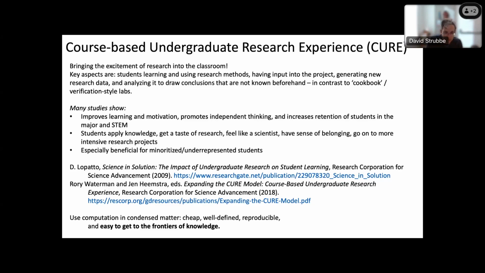In particular, we can use computation, because compared to trying to do a bunch of experiments for the undergraduates, this is cheap, well-defined, reproducible, and with not too much effort we can easily get to the frontiers of knowledge. If you think of any material that people have studied, and you change the structure slightly, put in a different atom, or move the atoms around, you are almost certainly looking at something that nobody has calculated before. It's not always interesting in every case, but you are actually at the frontiers of knowledge by doing that. The equivalent on the experimental side is much more difficult to get to.